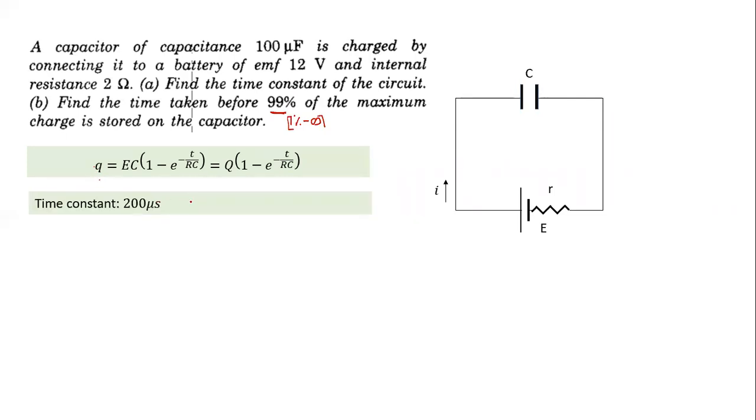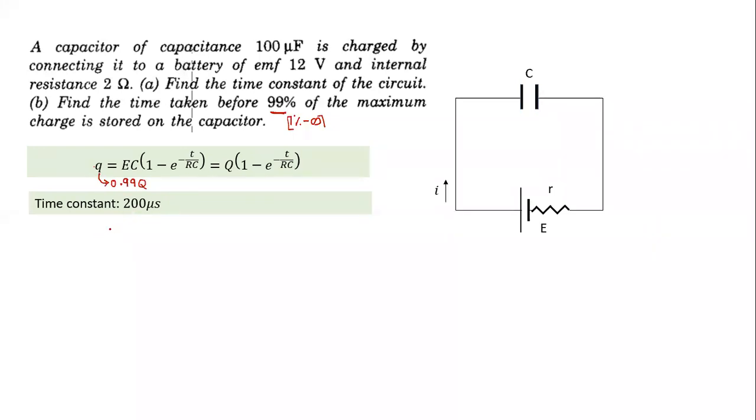Time constant is RC, which comes equal to 200 microseconds. Not even a millisecond, 2 into 10 to the power minus 6, or 0.2 milliseconds. That's the time constant. How do you find the time it takes? Let's find it to acquire 99% charge. What does this mean? This Q is equal to what? 99. Let's put this value.